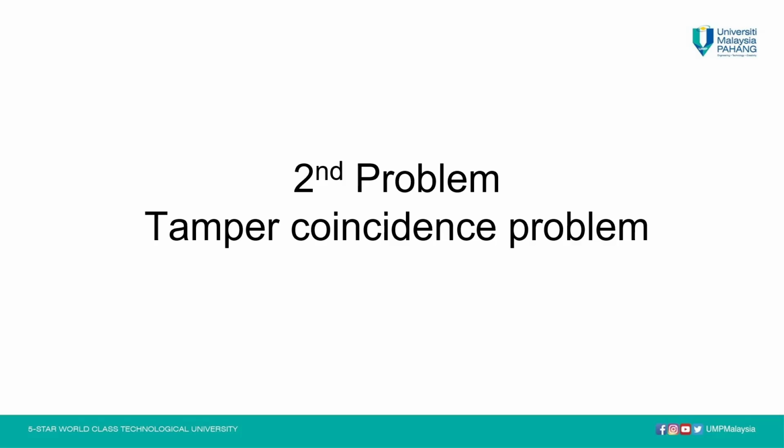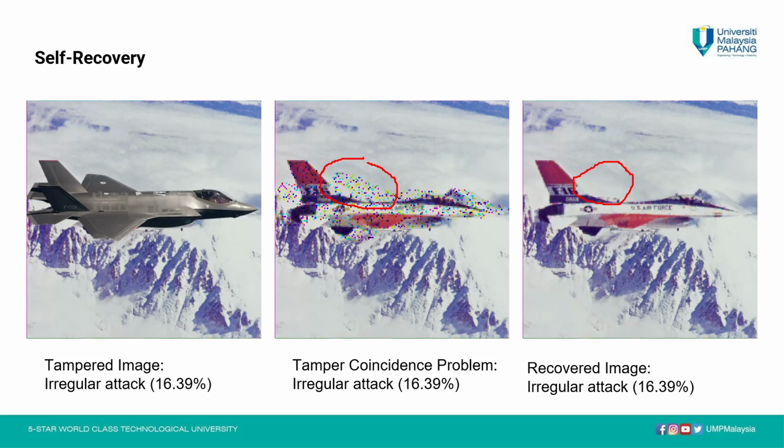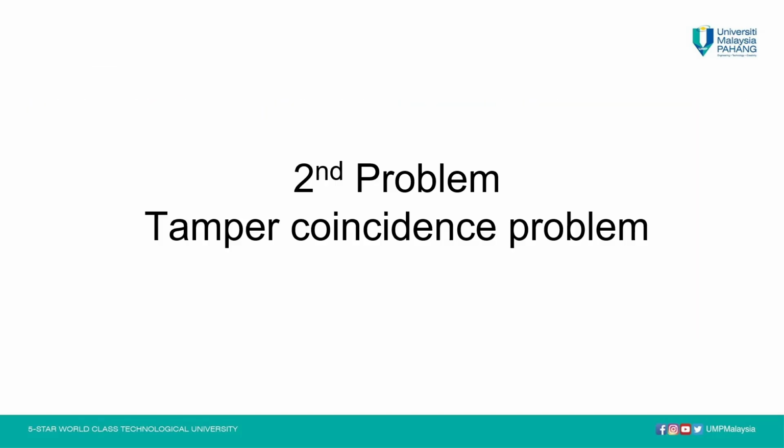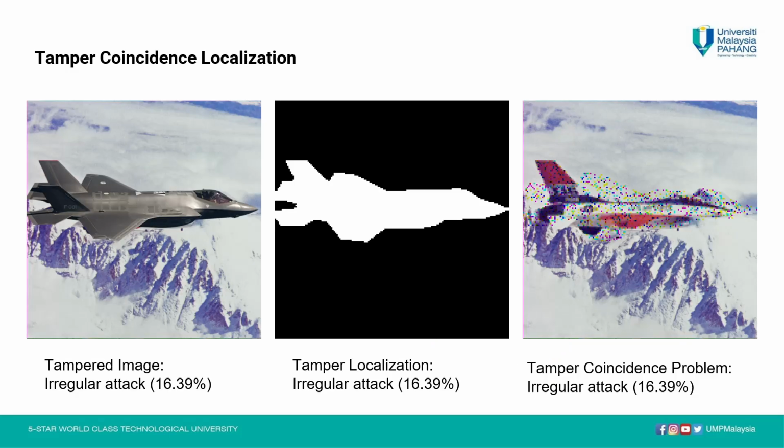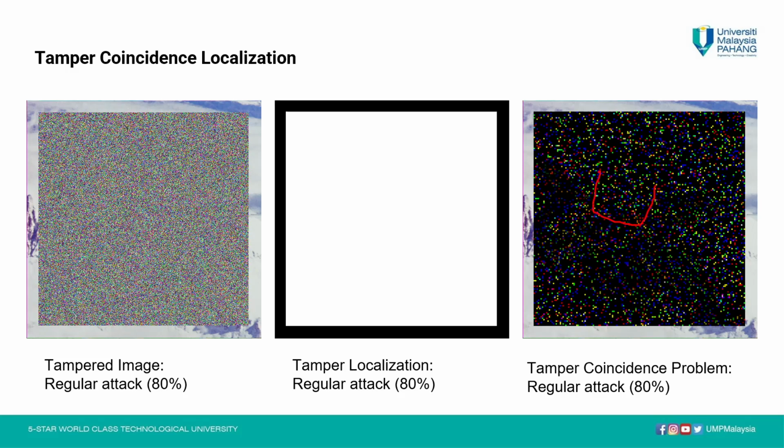The second problem is the tamper coincidence problem. Tamper coincidence problem is this one. Here, the information is lost, and we cannot recover the recovery data. So this one is the tamper coincidence problem, and this is also a tamper coincidence problem.